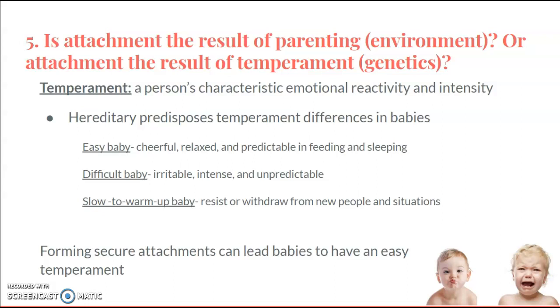The argument your book was trying to make is that generally speaking, forming a secure attachment can lead a baby to have an "easier" temperament. So it's arguing that secure attachments, meaning the environment, are related to the genetic piece. Over and over again, you're going to see how environment and genetics play with each other: nature via nurture, as opposed to nature versus nurture.